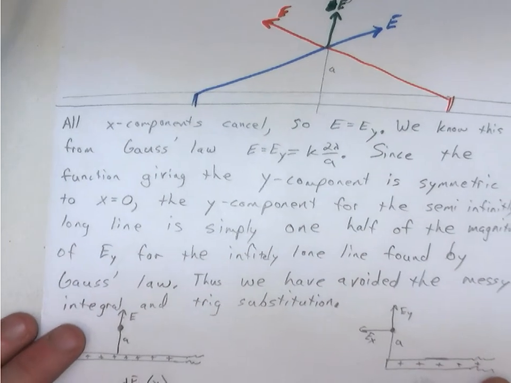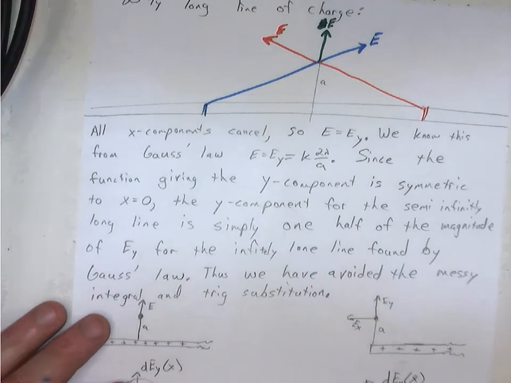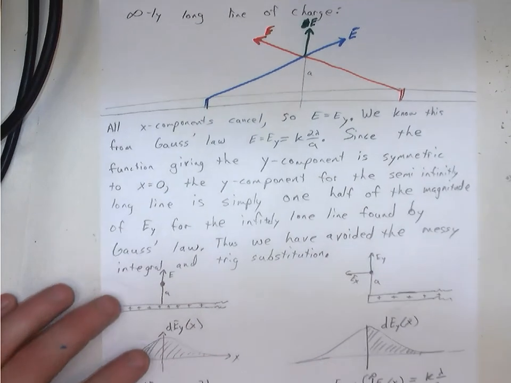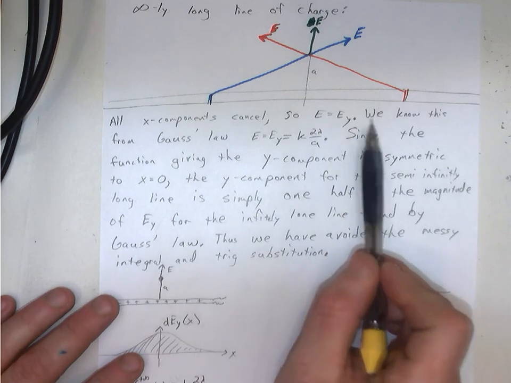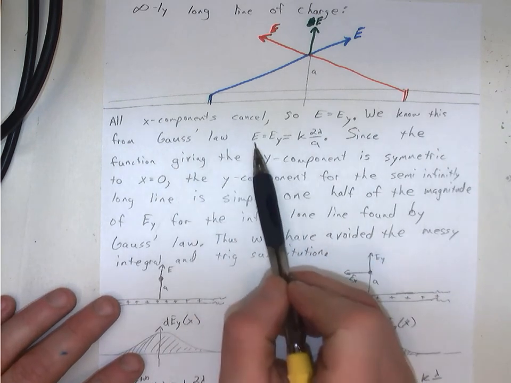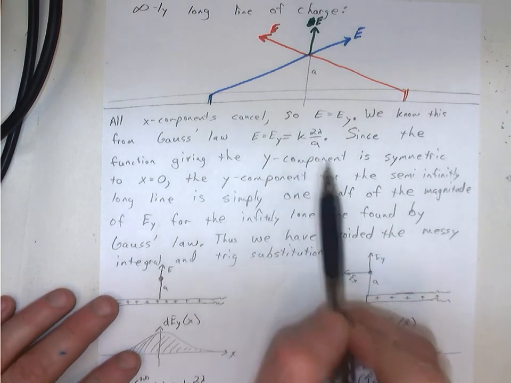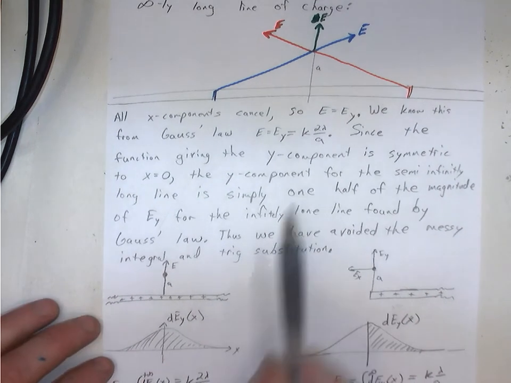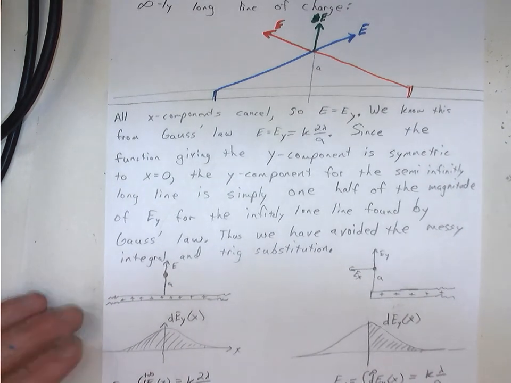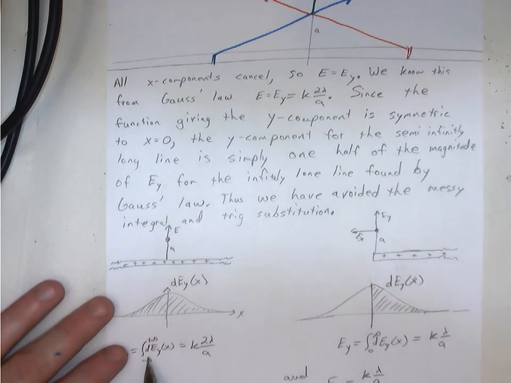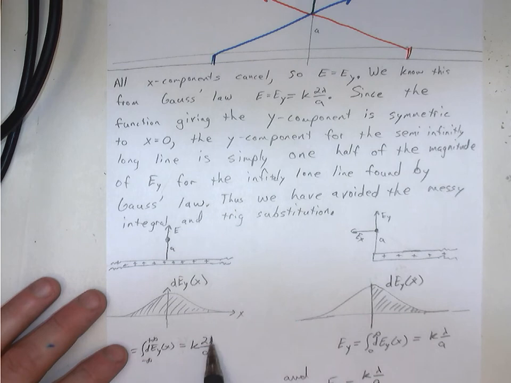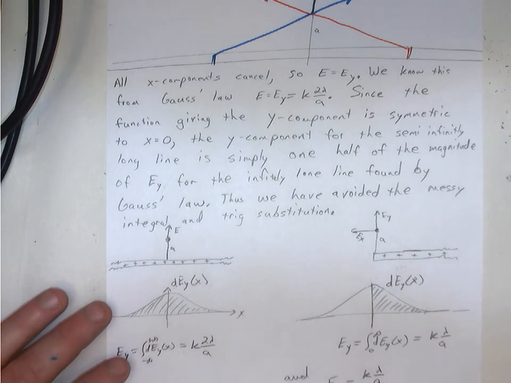So looking at it again, given the infinite line of charge, all x components cancel, so E equals EY. We know that from Gauss's law, E equals EY equals k 2 lambda over a. That comes from either applying Gauss's law or integrating that function between negative infinity and positive infinity. You get k 2 lambda over a, the area under this curve from the function dEy of x.